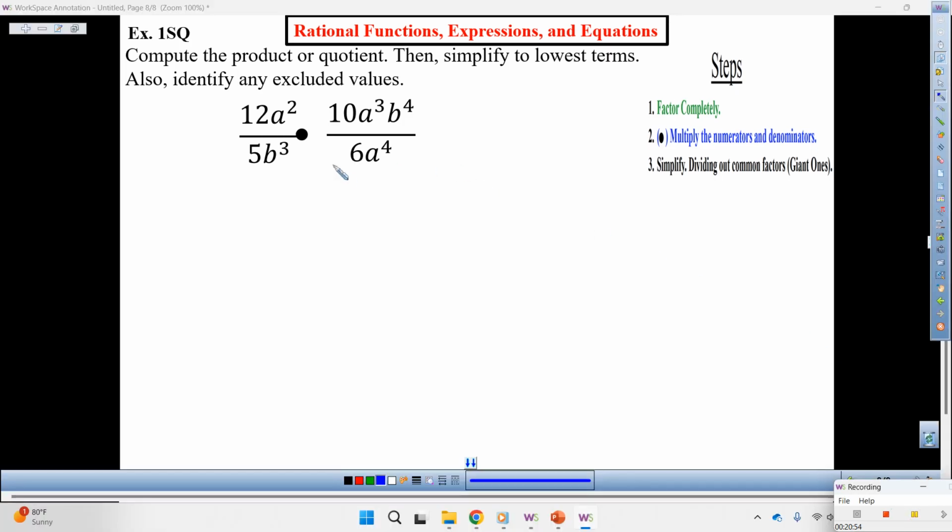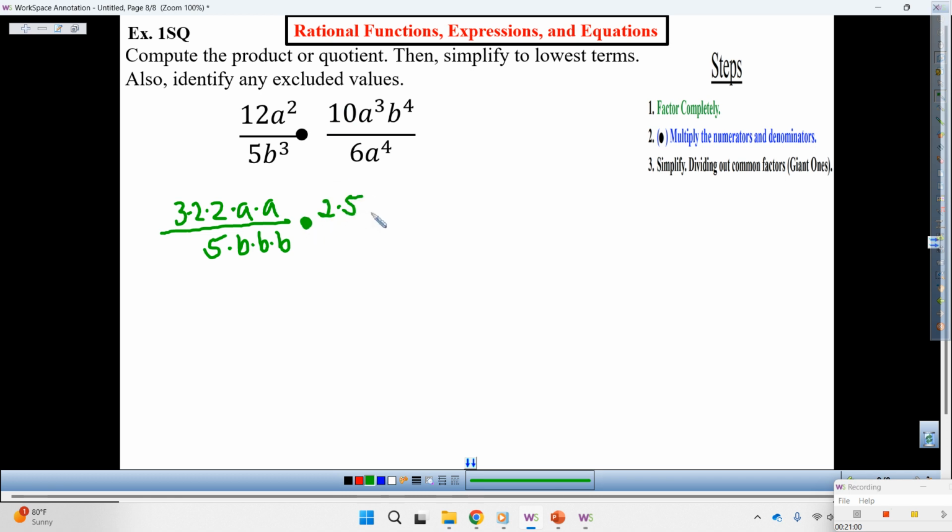All right, here we go. For the sake of time, step 1, factor completely. 12 can be 3 times 4, and what is 4? 2 and 2, so this is 3 times 2 times 2 for the 12. Is that correct? Yes, Mr. Q. Times A over 5 times B times B times B times the 10, 2 times 5, A times A times A times B times B times B times B over 2 times 3 for 6, A, and A.